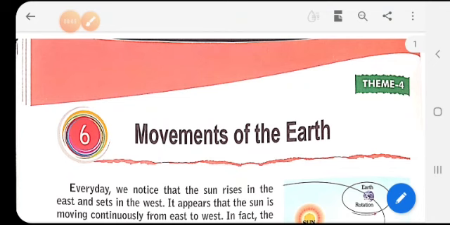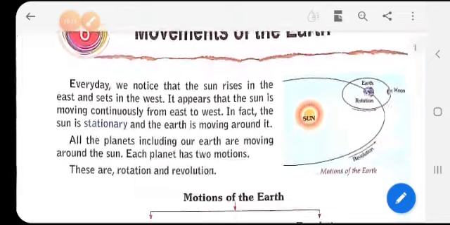Children, in this chapter we are going to learn about the movements of the earth. Now as you know, the earth moves around the sun and it also moves on its own axis. Now let's see what are the terms that are used for its movement.